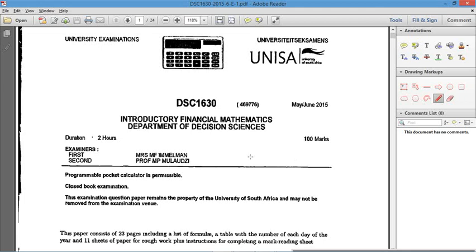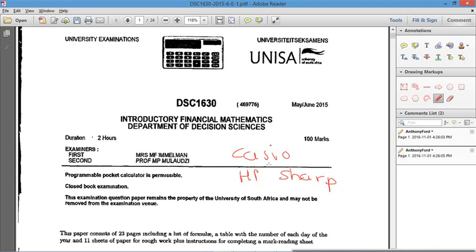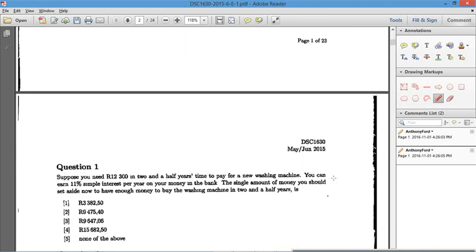There are different options available. Cashier is the one that I prefer. There's also an HP and there's a Sharp as well. It doesn't matter which calculator you're utilizing, as long as you're comfortable using those calculators, that'll be great. Alright, so let's start off with the first question.